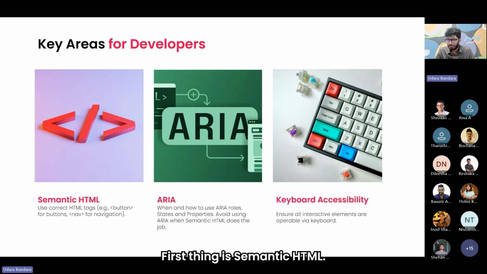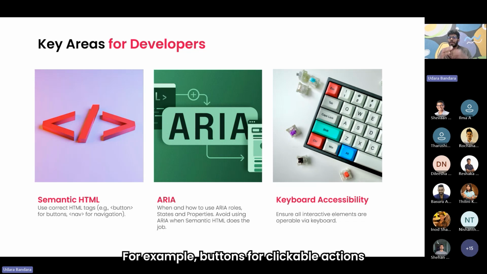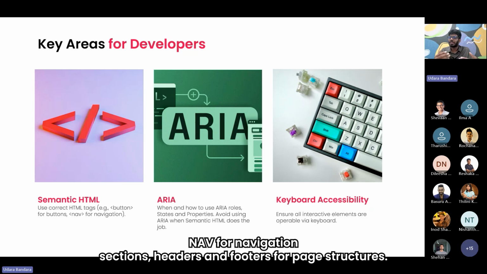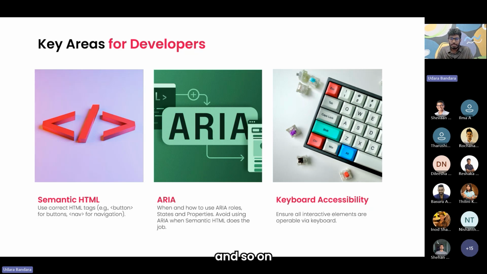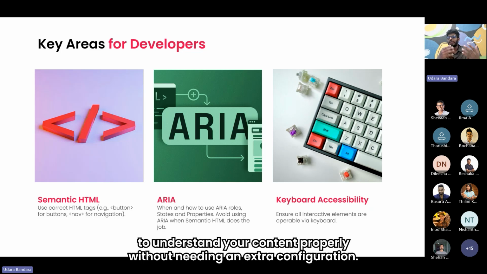First thing is semantic HTML. You should always use the correct HTML element for its intended purpose. For example, buttons for clickable actions, not div, not span, it is button. Then use nav for navigation sections, headers and footers for page structure, and so on. This allows screen readers and assistive technologies to understand your content properly without needing extra configuration.